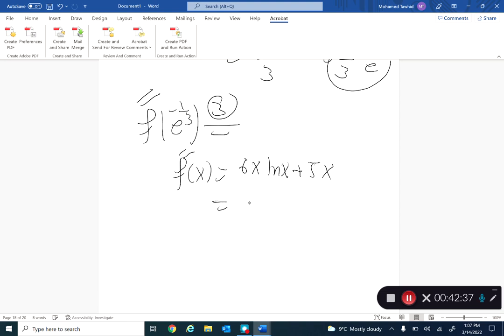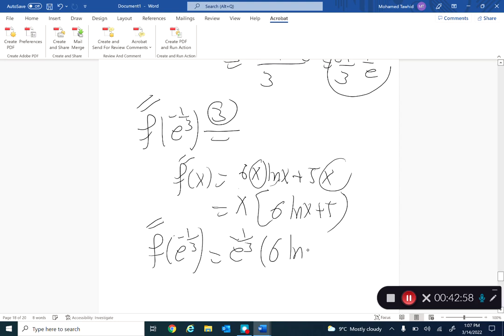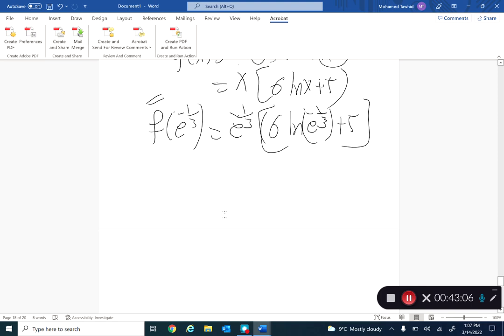So what do you have? If I factor out x, then you have x times 6 ln x plus 5. And then what is your x? e to the power -1/3. That is your f double prime at e to the power -1/3. I need to get the sign, whether it's positive or negative. Here you have 6 ln e to the power -1/3, and here plus 5, close the bracket, right? What do you know about this term? This one is positive, always positive. So I really care about the sign of this.